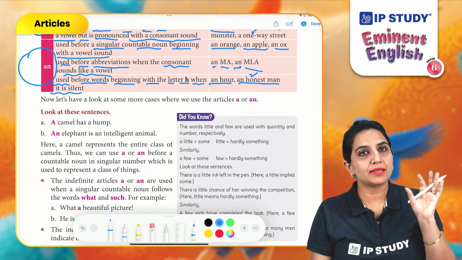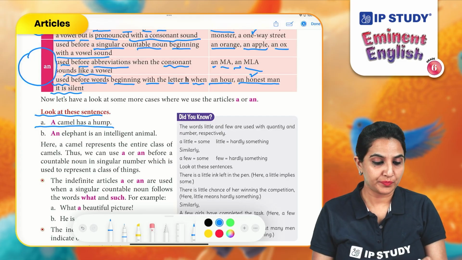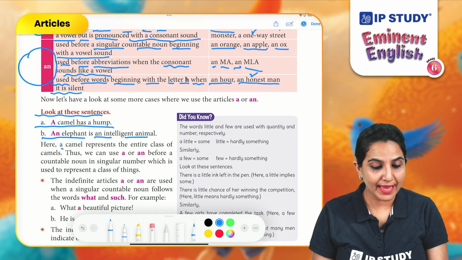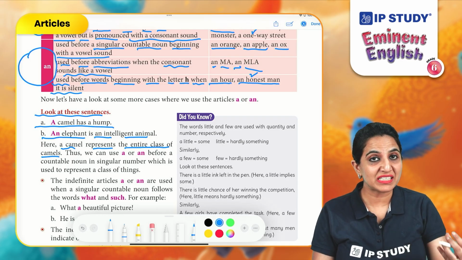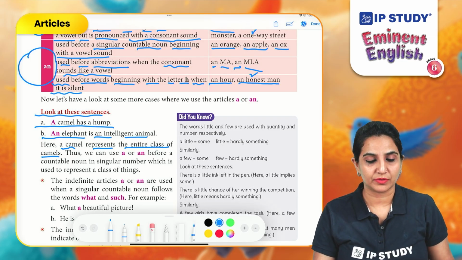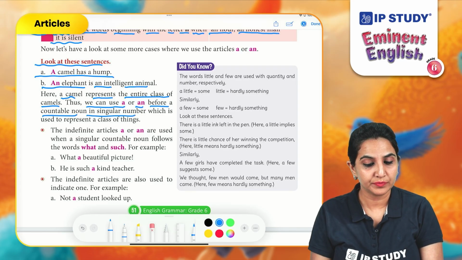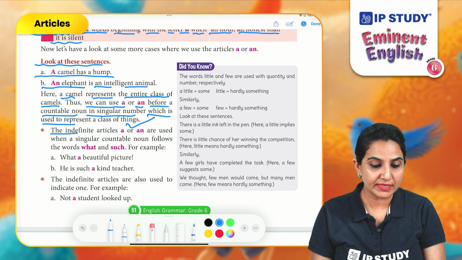Now let's have a look at some more cases. Let's look at these sentences. A camel has a hump. An elephant is an intelligent animal. Here, a camel represents the entire class of camels. We're not referring to a specific camel but the entire class of camels. Thus, we can use article a or an before a countable noun in singular number, which is used to represent a class of things.